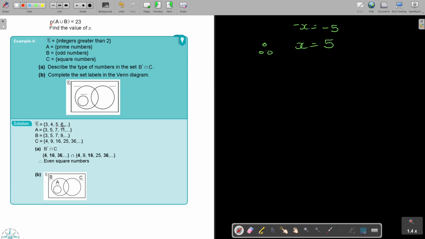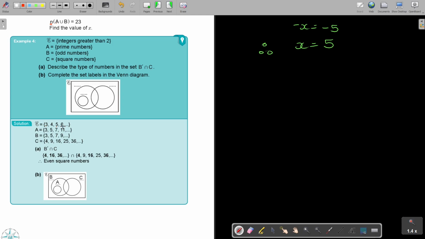Odd numbers. So remember, it's going to be 3, 5, 7, 9. Okay, 9's coming in now. And then square numbers. It's numbers multiplied by itself. So it cannot be 1 times 1 because 1's not in. So it can be 4, 2 squared, 3 squared, 4 squared, 5 squared, 6 squared, and so on. So it's always good to write it out to just have an idea.